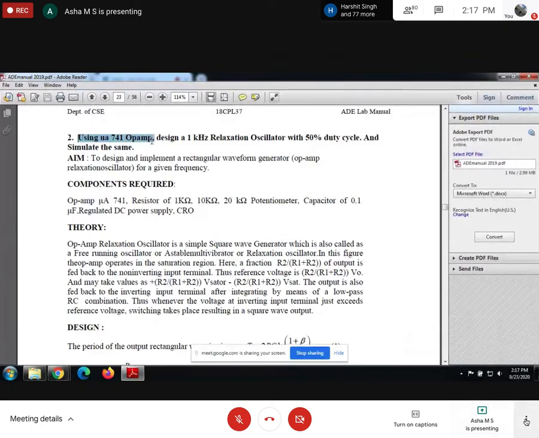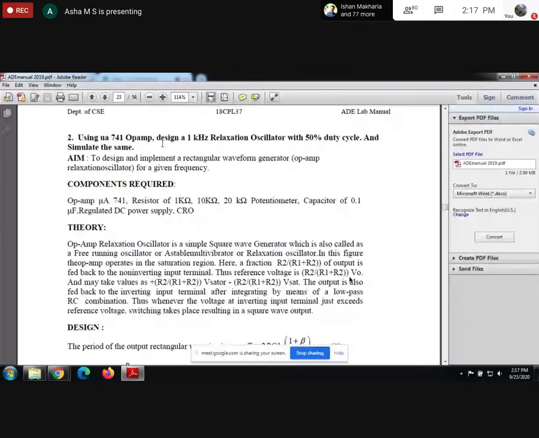Using UA741 op-amp, design a 1 kilohertz relaxation oscillator with 50% duty cycle, and simulate the same.